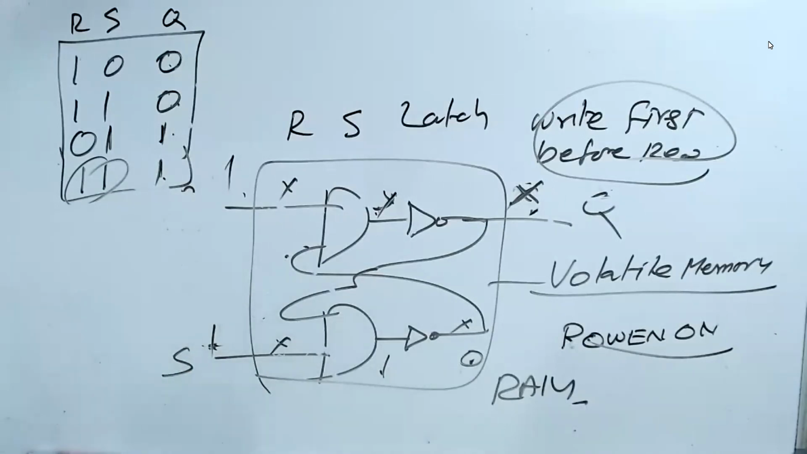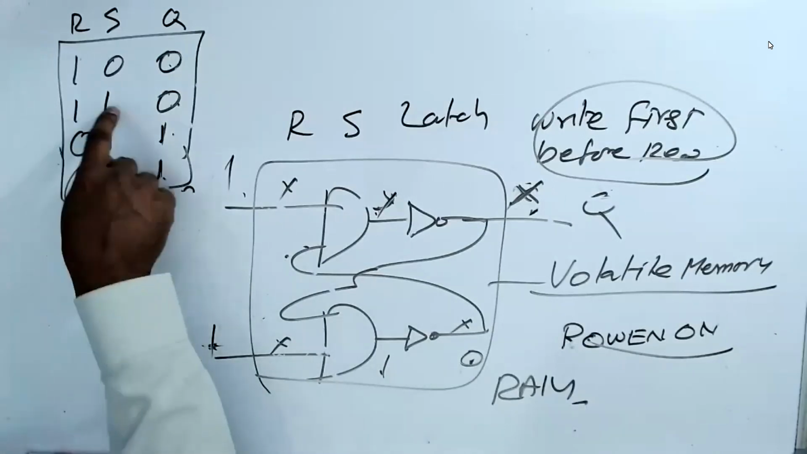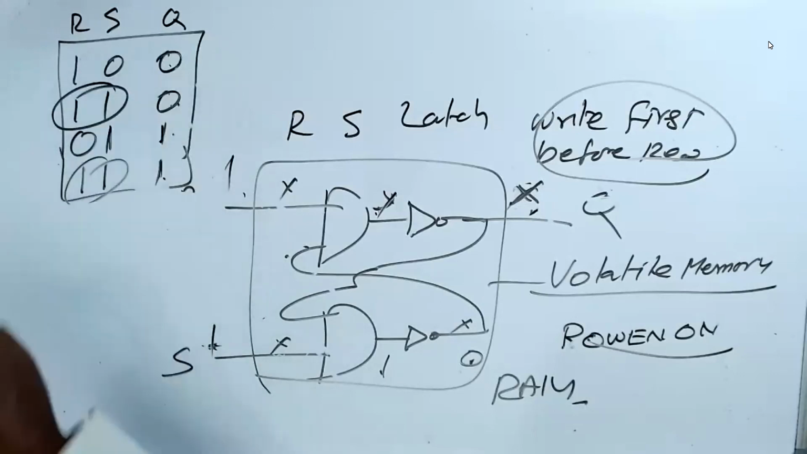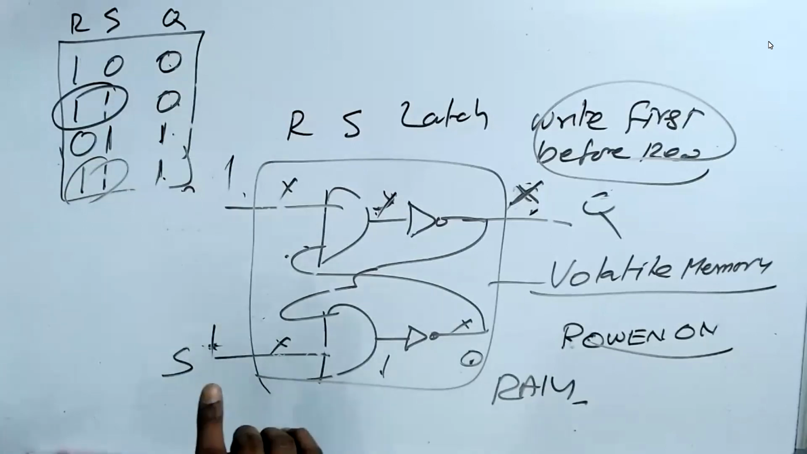No, 0, 0 is not memory. 1, 1 is memory. Please understand. 1, 1 is memory. 0, 0 is not memory. I've explained that to you. So 1, 1 is called the memory state, not 0, 0. Okay, this is the volatile.